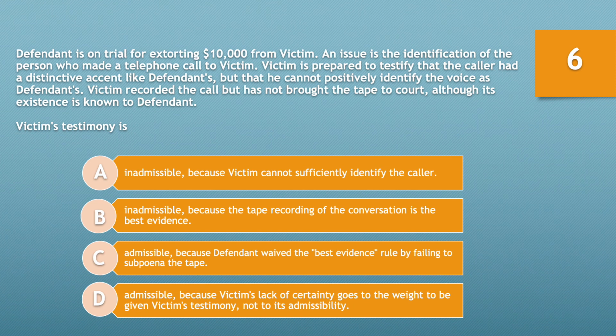B, inadmissible because the tape recording of the conversation is the best evidence itself. C, admissible because defendant waived the best evidence rule by failing to subpoena the tape. Or D, admissible because victim's lack of certainty goes to the weight to be given to the victim's testimony, not to its admissibility. Take 10 seconds and choose the best option.